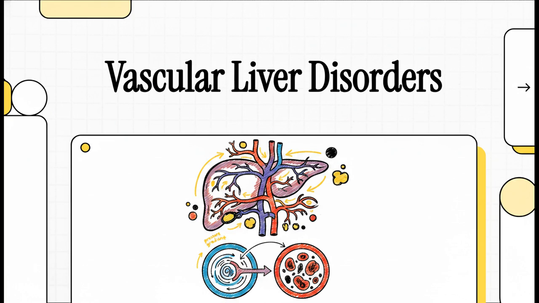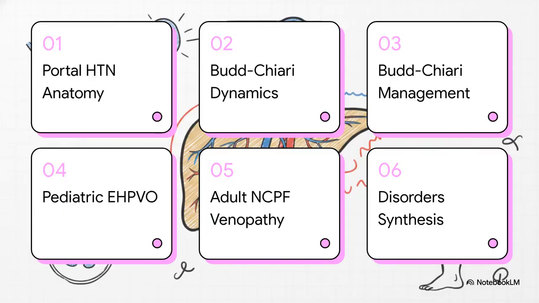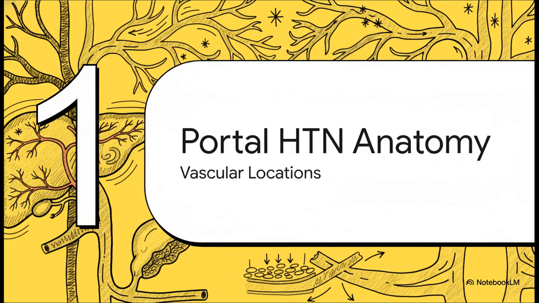We're going to map out these conditions with absolute precision, visualizing the exact vessels and the clinical outcomes involved. Here is our ultimate framework for today's clinical review. We'll start by mapping the anatomy of portal hypertension, then transition into the high-stakes dynamics, diagnostics, and interventions of Budd-Chiari syndrome. From there, we'll move proximally to EHPVO in pediatric populations, followed by NCPF in adults. Finally, we'll synthesize all of these vascular liver disorders into a single, high-yield comparative matrix. Let's get started. Section 1.